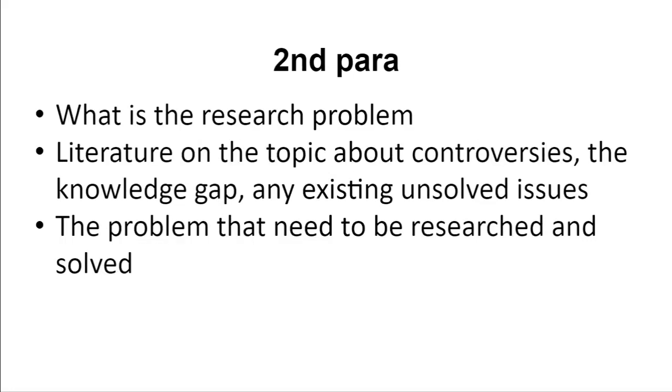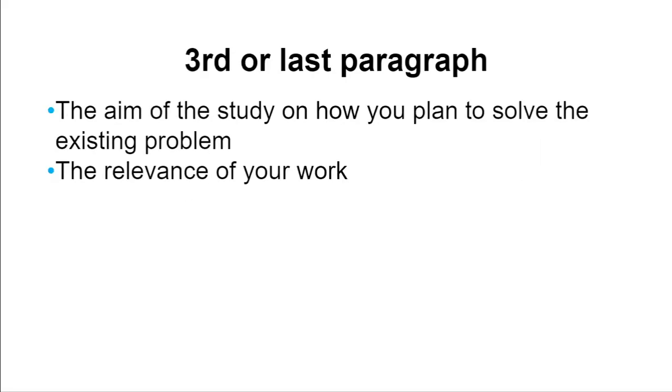Then we try to identify the research problem or research gap after doing a thorough literature review on the topic. During the literature review, we try to find what information we have in hand in the present context, what is in favor of our research, what are the controversies, what is the knowledge gap, and what are the unsolved issues. Then we identify all the problems that need to be researched and solved. And in the last paragraph, we mention the aim of the study and how we plan to solve the existing problem and the relevance of your work.